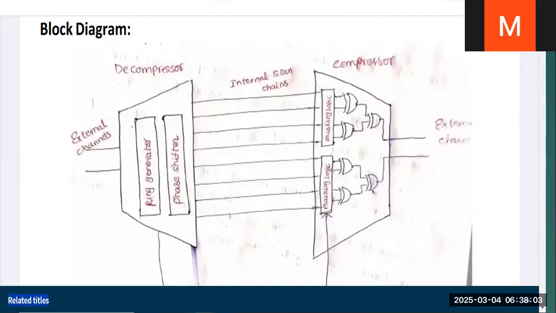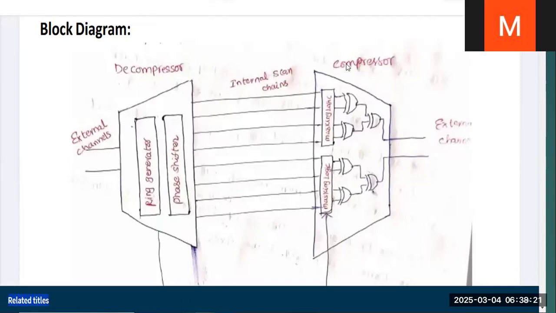Morning, everyone. Today we are going to discuss the complete EDT architecture and its operations. Normally the EDT is used to reduce the tester time and test data volume. So we'll see how it is going to reduce.